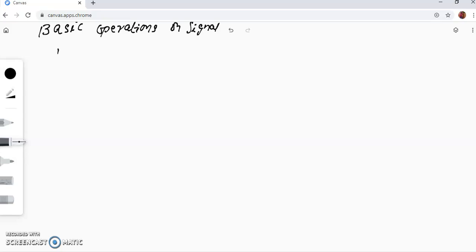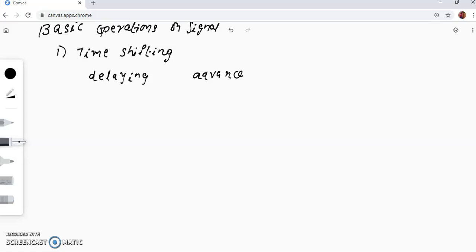So our first operation is time shifting. We have already studied what is time shifting. Time shifting can be of two types: one is called delaying and another one is called advance of the signal. One is called delay and one is called advance.